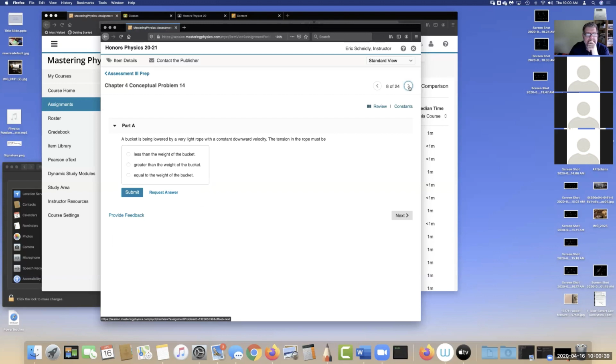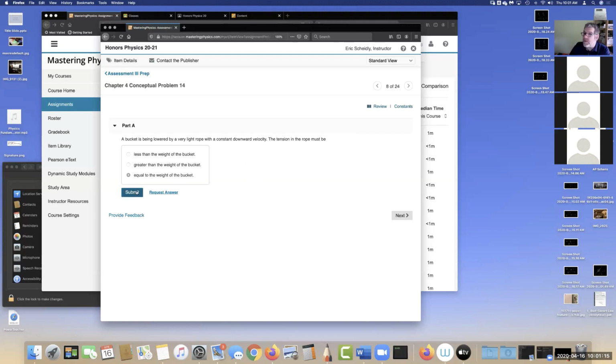You guys yell at me if I'm going too fast. A bucket is being lowered by a light rope with constant downward velocity. This is different than the elevator. The elevator was being lowered on its cable but slowing down. This is going down at constant speed. If it's going down at constant speed, that means the acceleration is equal to zero. That means that the net force must be equal to zero. That means that the tension in the rope upward must be equal to the weight downward. Those forces are equal, so the acceleration is zero.